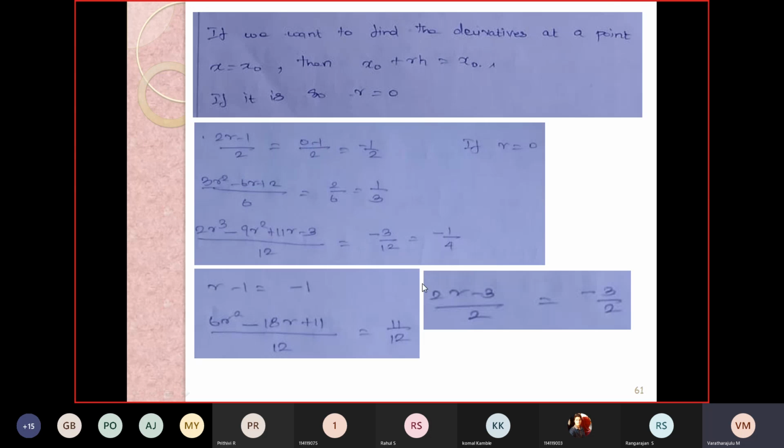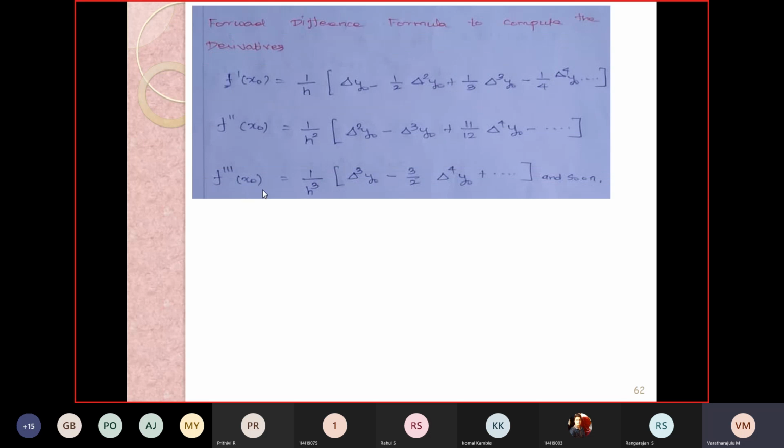See here, these are the coefficients. And similarly, f double dash of x naught becomes 1 by h square into second difference of y naught minus third difference of y naught plus 11 by 12 into fourth difference of y naught. And the third derivative, f triple dash of x naught, is equal to 1 by h cube into third difference of y naught minus 3 by 2 into fourth difference of y naught, and so on.